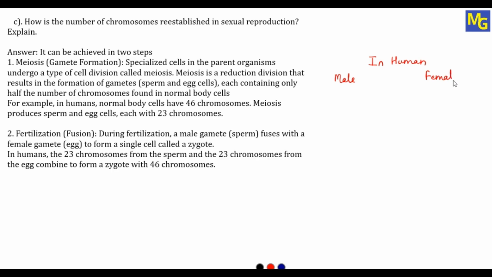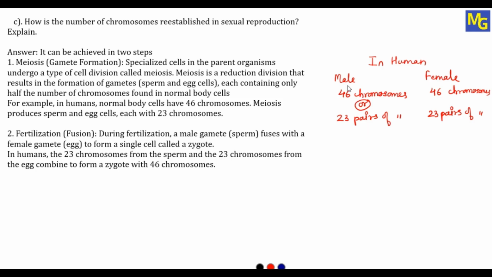It is just to explain you people clearly. So in male, a normal body cell has 46 chromosomes. Here in females also it is 46 chromosomes. In terms of pairs, it will be 23 pairs of chromosomes. So in terms of pairs it is 23, and in terms of total chromosomes it is 46.